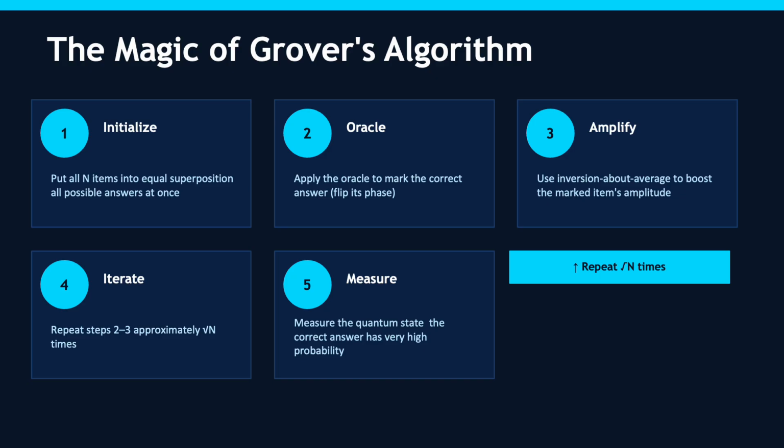Here's how it works step by step. First, the algorithm puts all possible answers into a quantum state, like mixing all the items together. Then it uses a special process called an oracle to mark the correct answer or correct item, just like putting the bright sticker on that item you want. Next, it amplifies the marked answer, making it stand out from the rest. Finally, the algorithm measures the result and the correct answer is revealed, just like pulling the right item out of the box in your garage. So these are the steps of how it works.